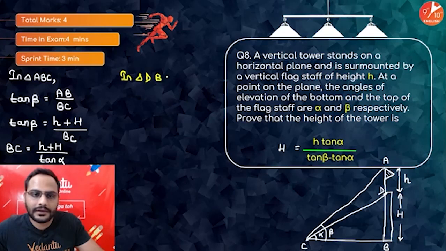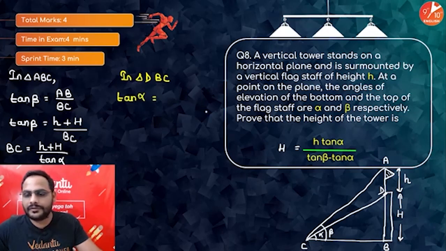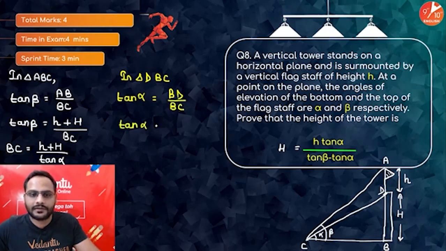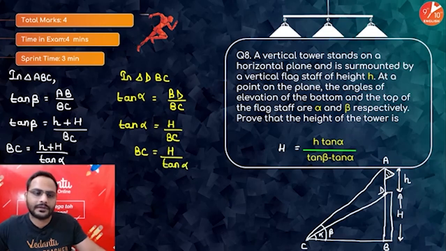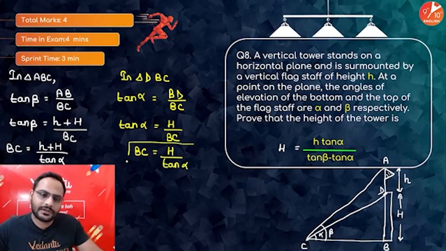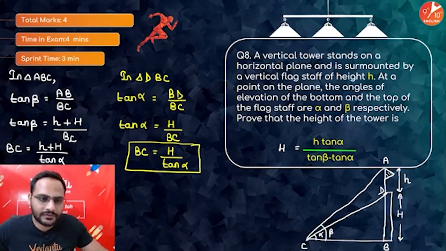So in triangle DBC, if I apply tan alpha, what will tan alpha be equal to? Tan alpha will be equal to BD upon BC. So from here you'll get tan alpha is equal to BD, which is capital H, divided by BC. We don't know BC, so from here you'll get BC is equal to H upon tan alpha. Right? These are two equations, and one thing to observe is that both the equations are representing BC.